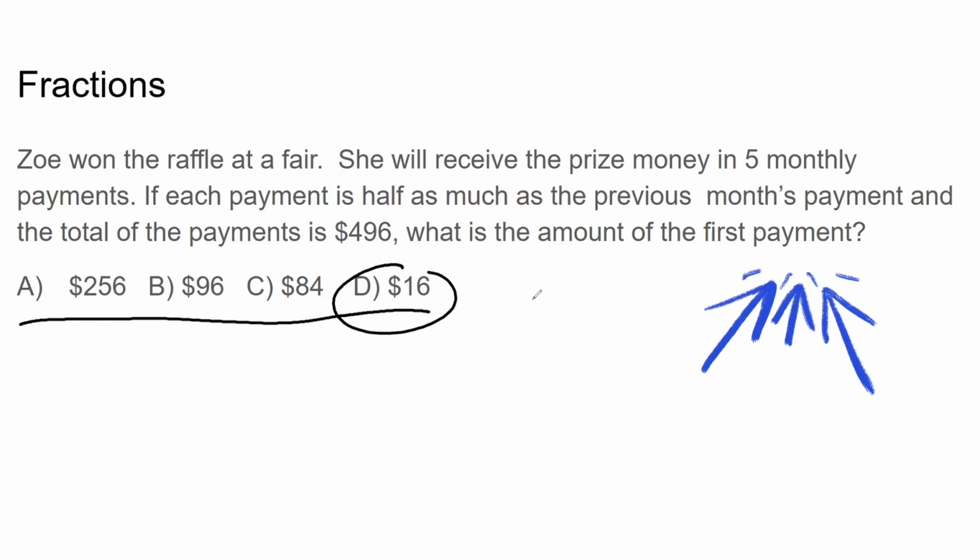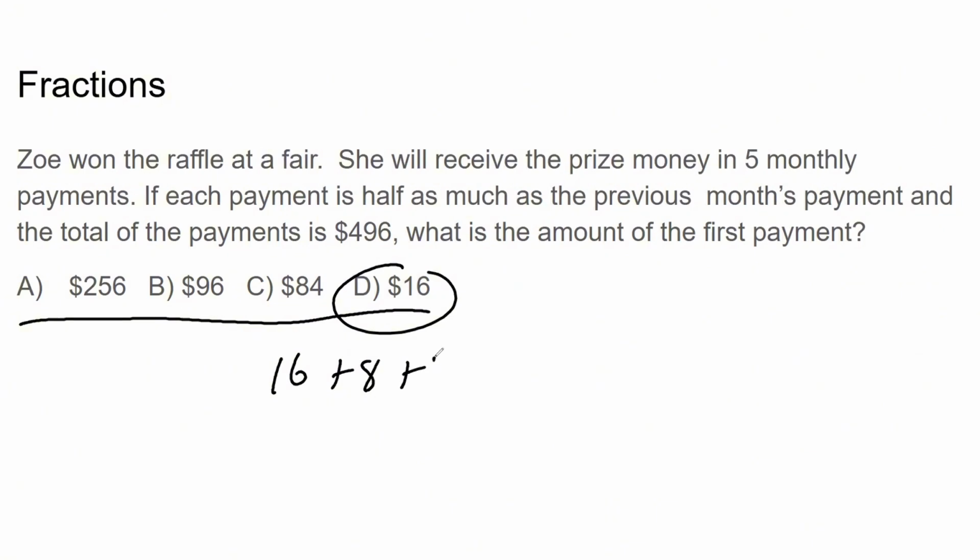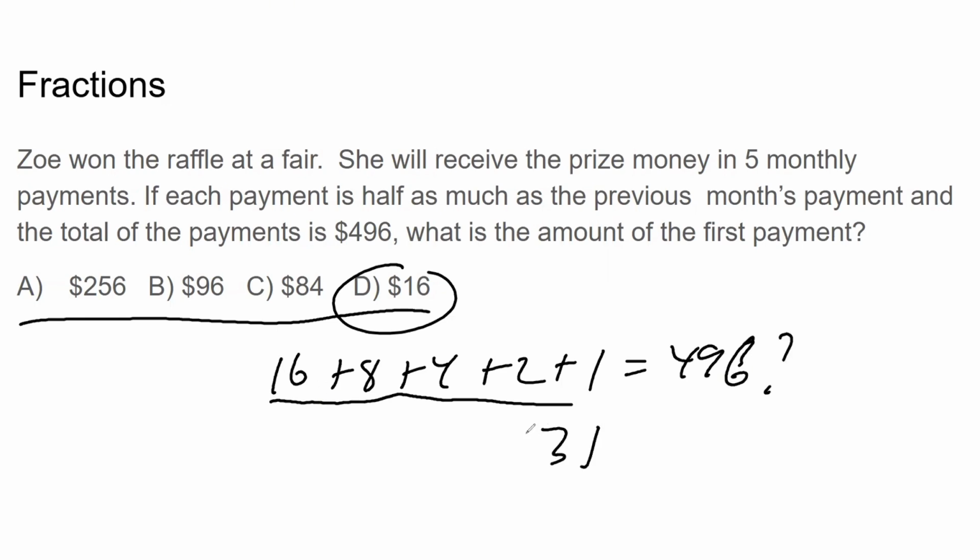Let's take 16, for example. If that's the first payment, then the next payment would be 8, and then 4, and then 2, and then 1. Now, is that going to equal 496? The answer is clearly no. That's going to give you 24, 28, 30, 31 bucks. So I'm pretty far away from this 496 that I want. So I know it's going to be a bigger number.